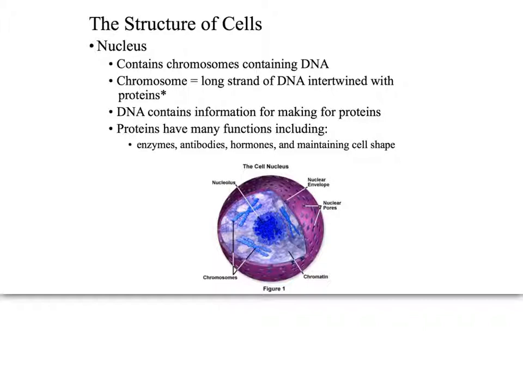Okay, so now here's the nucleus. The nucleus contains the chromosomes, which is the DNA. The chromosomes are DNA intertwined with proteins. We'll talk about that. The DNA is important because it contains all the information for making proteins. And we'll talk about all the different things that proteins can do.